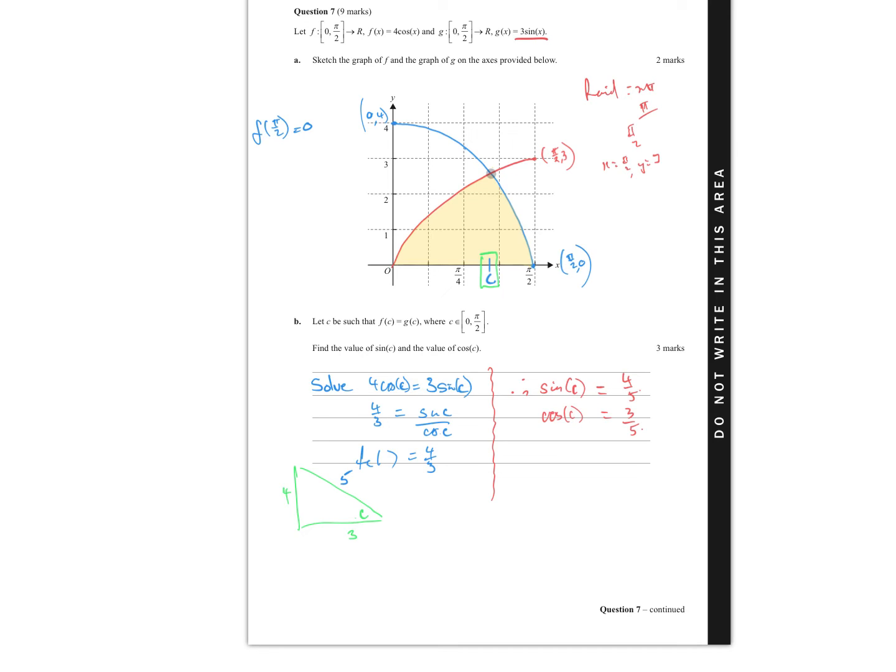And all we can say, so at x is equal to pi on 2, we get y is equal to 3. And so that's in the red line. In the blue line, I've got 4 cos, so the amplitude is 4. Period is still 2 pi. So that's where we get our two graphs from.